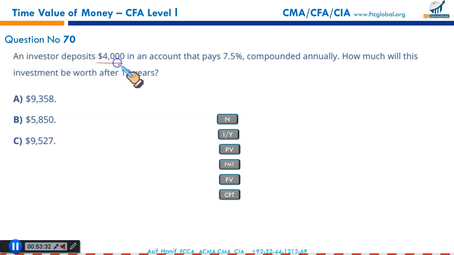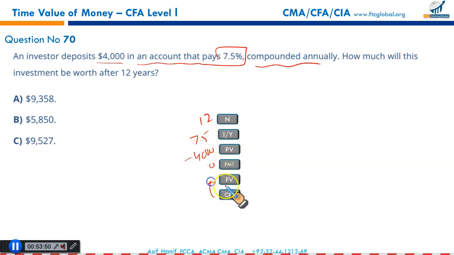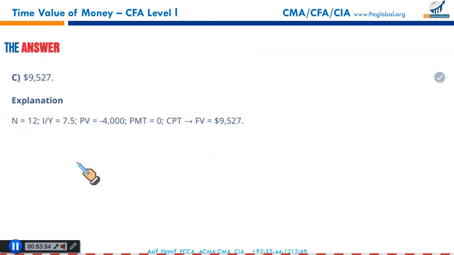An investor deposits $4,000 in an account that pays 7.5% compounded annually. Plug in 7.5 straight away. How much will this investment be in 12 years? N is 12, interest rate 7.5. The deposit that is being made right now is $4,000. No periodic payment, CPT FV, and there you go. 9527.12. That's your result.